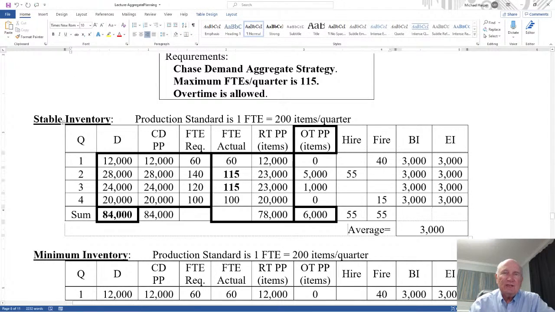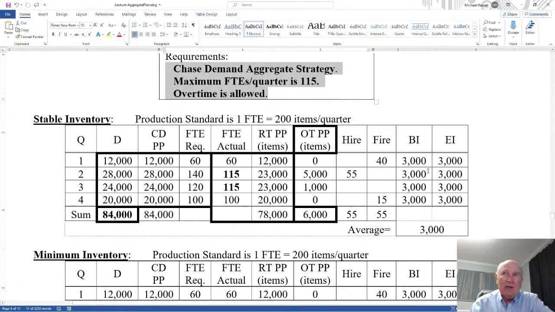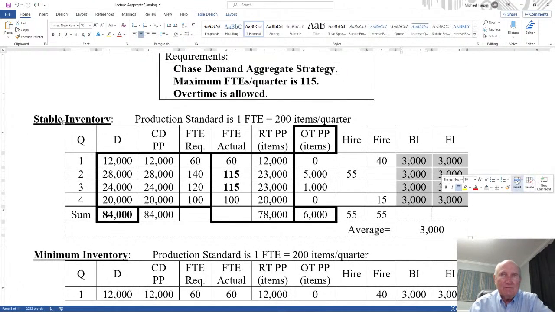Because that's what we have to achieve. Okay. Now, having said that, this 6,000 extra production over time, over and above these FTEs, will be working more than 40 hours a week, somewhere, somehow. Well, this can be spread any way we want throughout the year. That's not part of our requirements up here. It doesn't say where overtime has to be taken. It can be taken anywhere as long as there's no negative inventory.